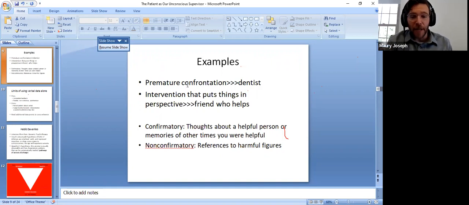Non-confirmatory responses might include references to harmful figures, especially figures who are having problems with their sensorium, who can't see, can't hear, tone-deaf singers, people who lost their glasses, right? If all of a sudden a patient is talking about someone who can't see, my ears perk up and I'm like, oh my goodness, in what ways, what have I been blind to? What have I not been perceiving? And is there a possibility this patient is experiencing me as blind to something about them?